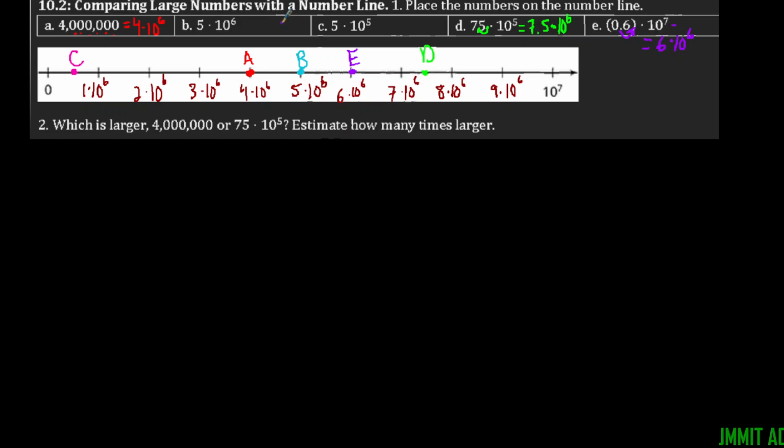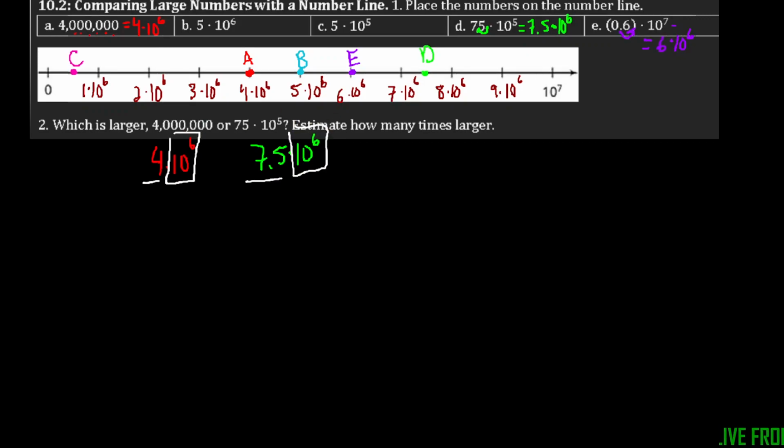Then for number 2, it says, which is larger? Is that 4 million or 75 times 10 to the 5th power? So again, make sure you remember, we're saying this is the same as 4 times 10 to the 6th power, and the 7.5, which is in green, that's going to be 7.5 times 10 to the 6th power. So we can compare the leading value because that is the only difference between these two, where the times 10 to the 6th power is the same in both of them.